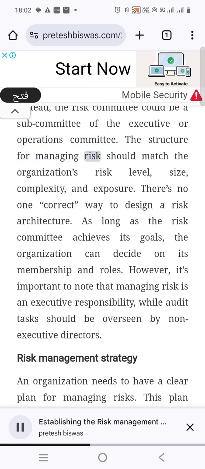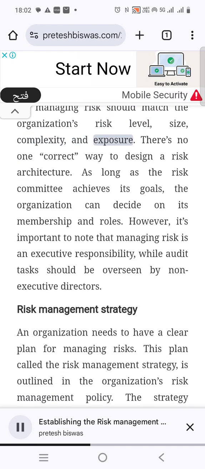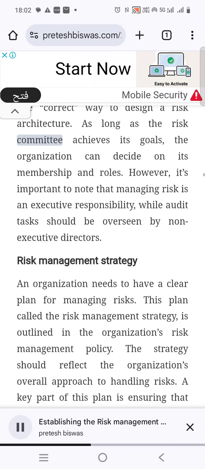The structure for managing risk should match the organization's risk level, size, complexity, and exposure. There's no one correct way to design a risk architecture. As long as the Risk Committee achieves its goals, the organization can decide on its membership and roles.